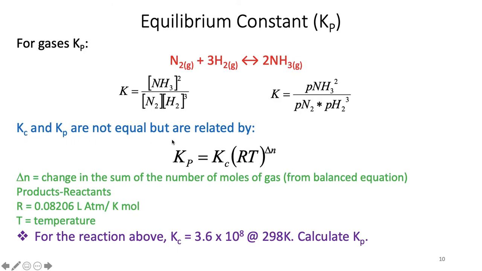Kc and Kp are not equal, but they are related. I am not going to work out how they are related here. You can read about it in the book if you're interested. You don't need to know how the derivation goes, but this is the formula you will need to know that relates the equilibrium constant in the pressure form to the equilibrium constant in the concentration form. So Kp is equal to Kc multiplied by RT raised to the delta N.